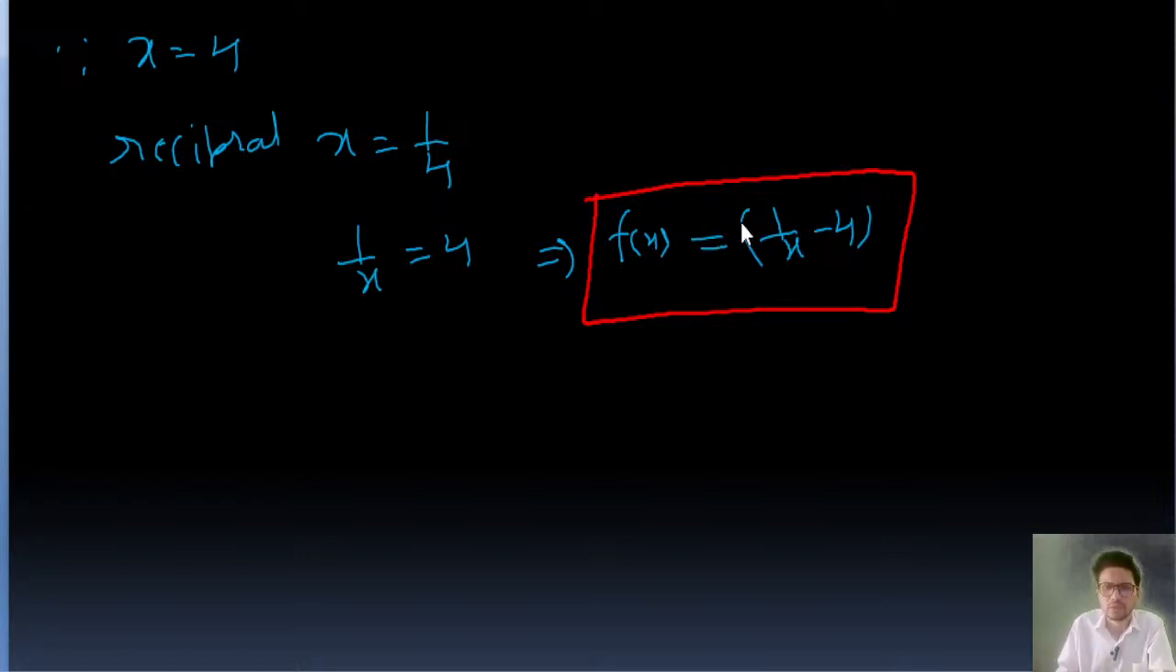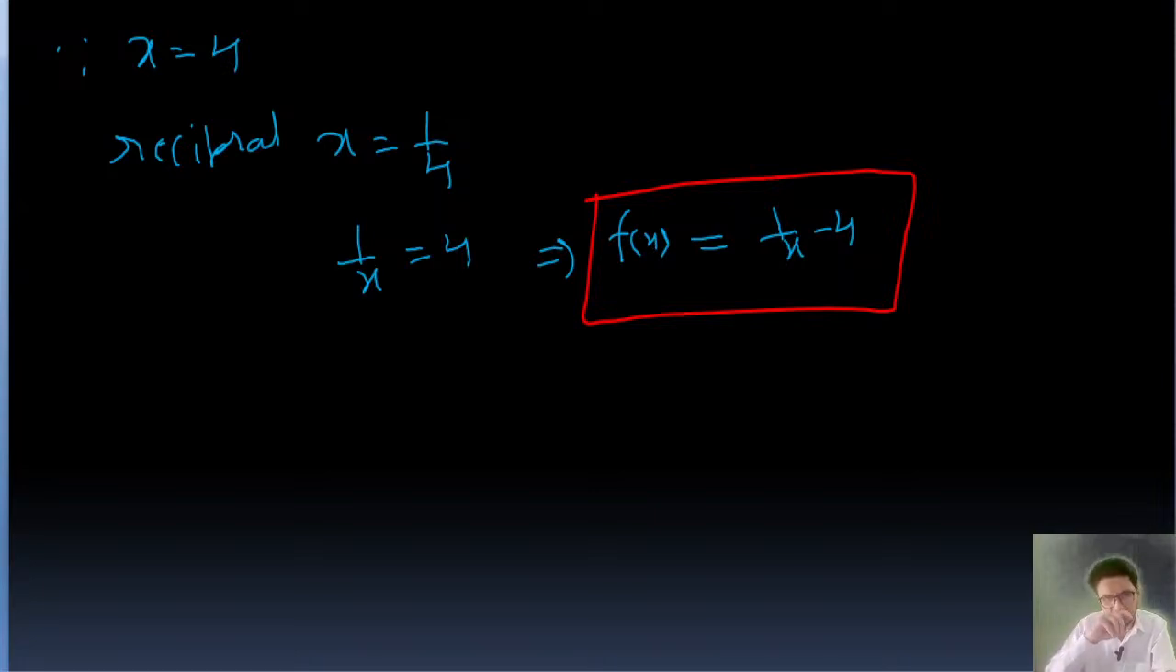So this is one. We have been given x equal to 4, and we need to find its reciprocal, right? Suppose the reciprocal is x equal to 1 upon 4. This is 4, means reciprocal is 1 upon 4. Or this condition we can write as 1 upon x equal to 4, and that implies f(x) is 1 upon x minus 4.